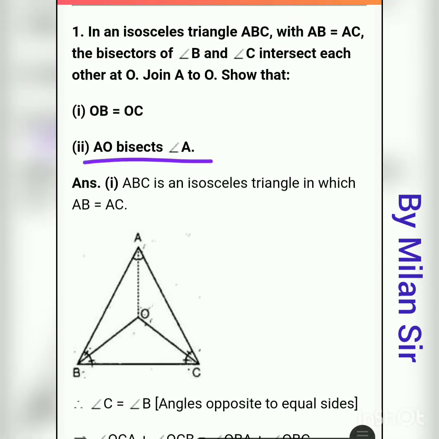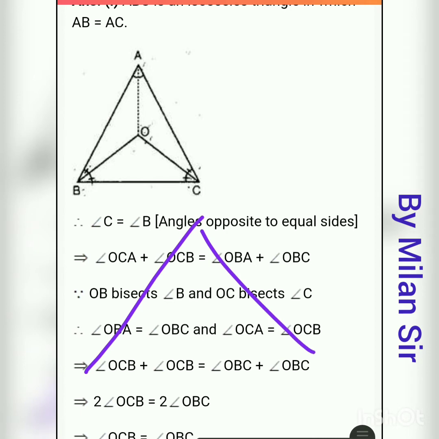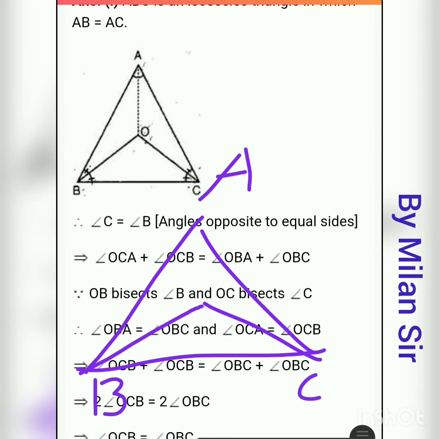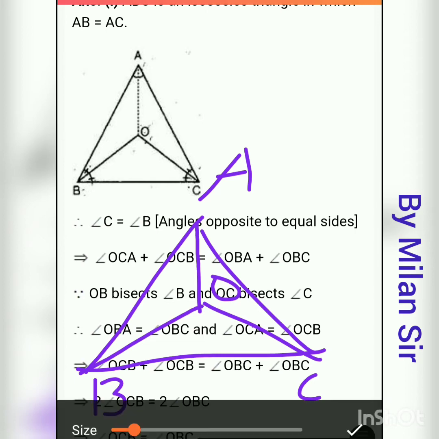Now we need to prove OA bisects angle A. So here we have A, B, C, and here we have O. Join AO. Now we need to prove that AO bisects angle A. That means we need to prove these two angles are the same. Bisect means divide into two equal parts. So we need to prove here these two angles are the same. Now how can we prove this?